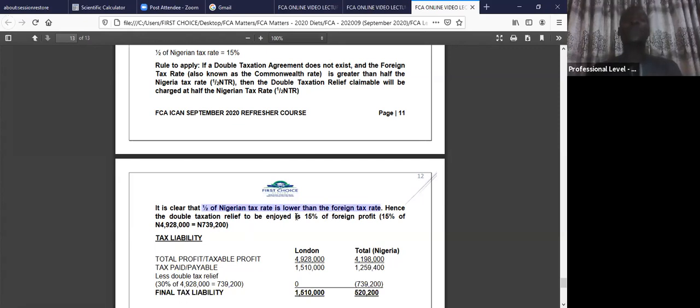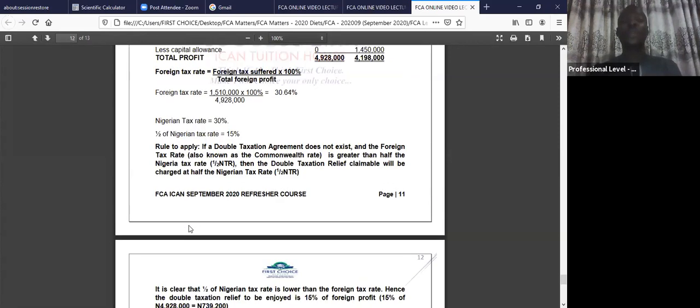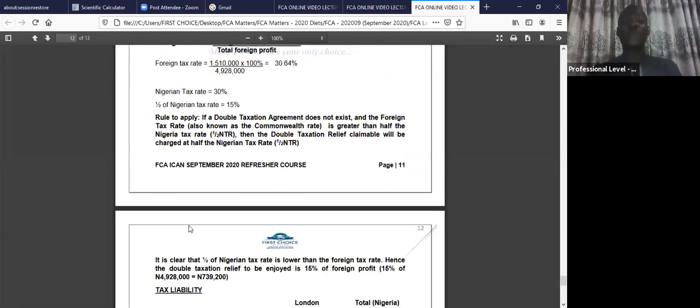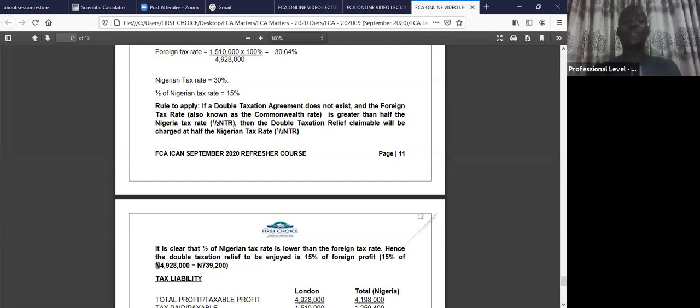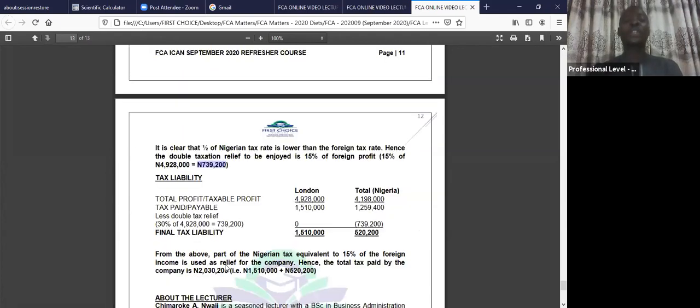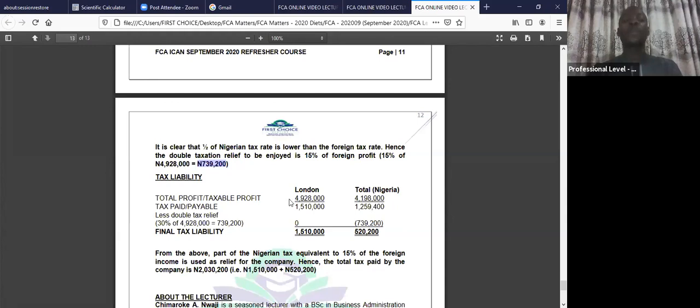And so we are going to look at 15% of the foreign taxable profits. So look at 15% of the foreign taxable profit. This is what we are supposed to give as relief. So let's work it out. Let's come back here. Taxable profits, the same thing we had before.